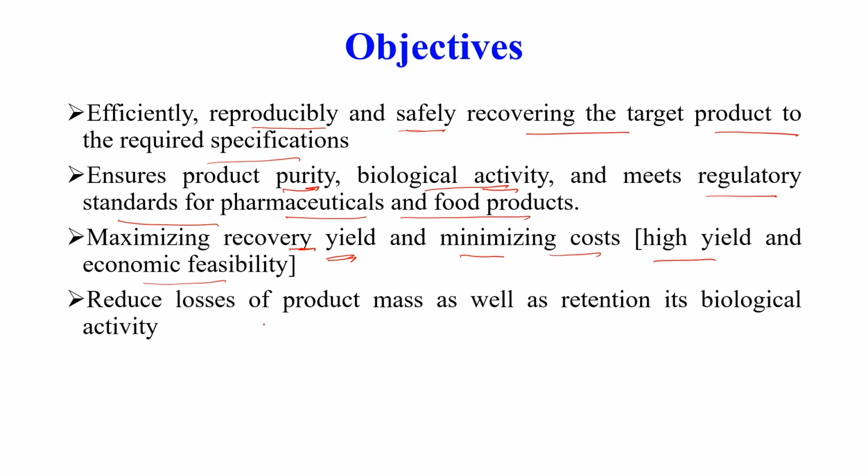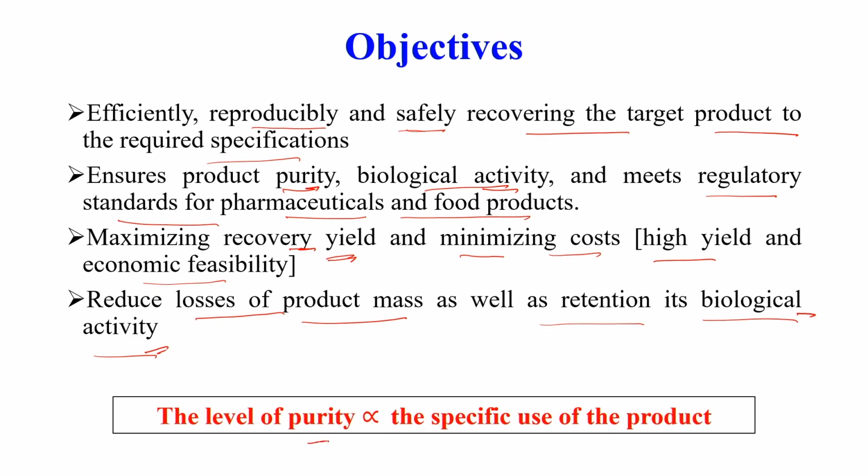And last one is to reduce the loss of product mass, because in downstream processing efficiency cannot be 100%. So, at each step there is some loss of the product, and while different unit operations are ongoing, the biological activity must be retained, it should not be compromised.